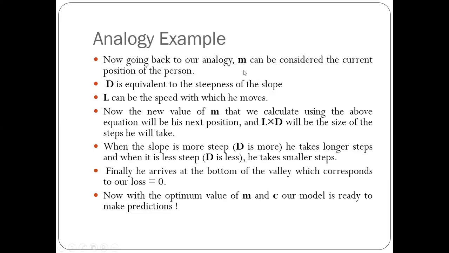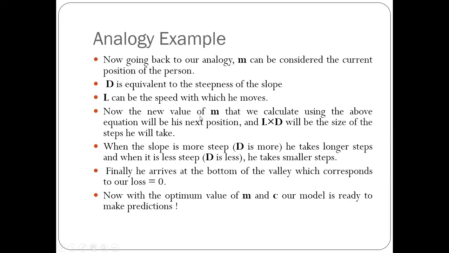Here, m is considered as the current position of the person, and d is considered as the steepness of the slope, whether it is a large slope or a small slope. The steepness of the slope is represented with the symbol d, and L is represented as the step he takes, whether he takes a large step or a small step.